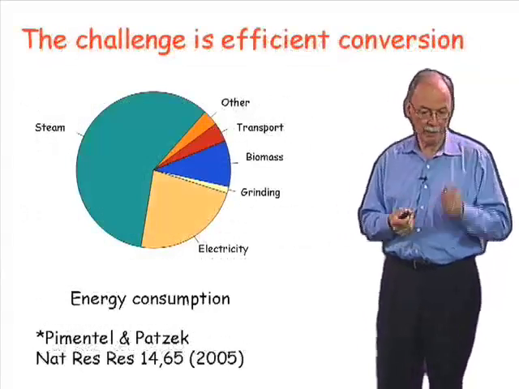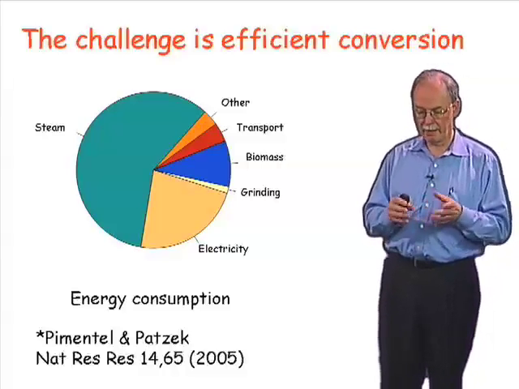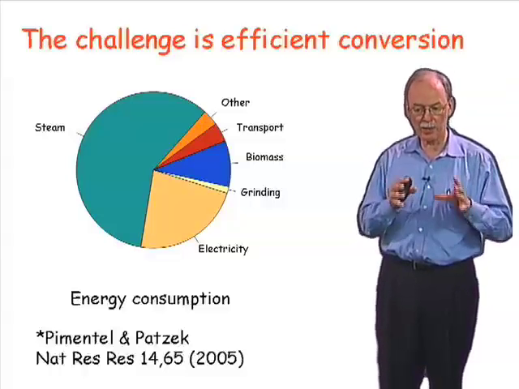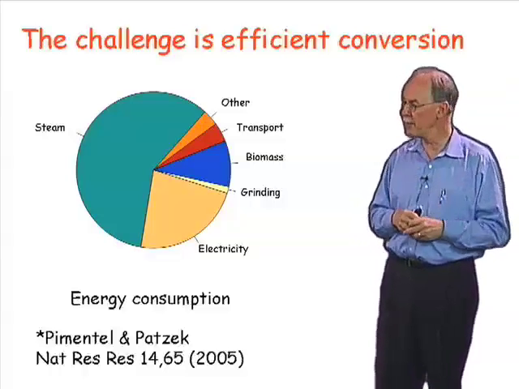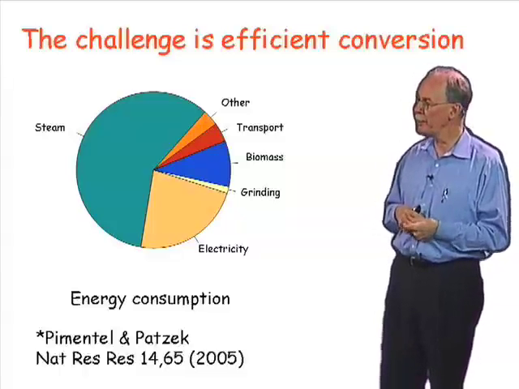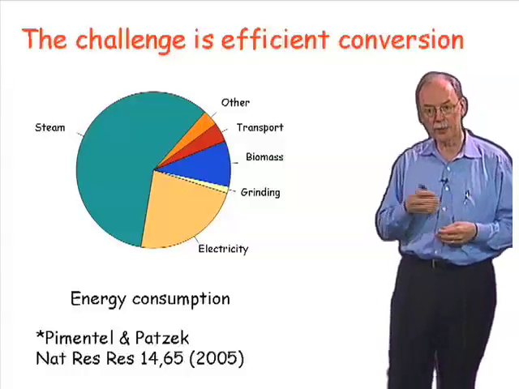In their analysis, Pimentel and Patzek look at the current process, and they add up all the energy costs that go into actually processing the biomass. As you can see from this pie chart, which I constructed from their paper, they project that a lot of steam and electricity goes into making the biofuels, which is true.